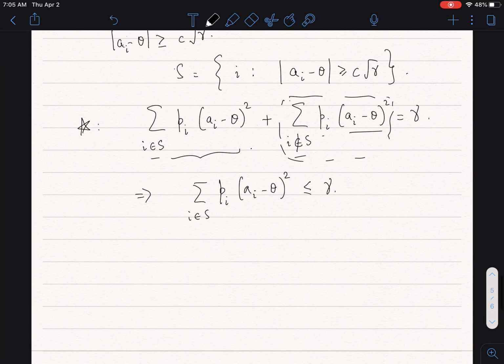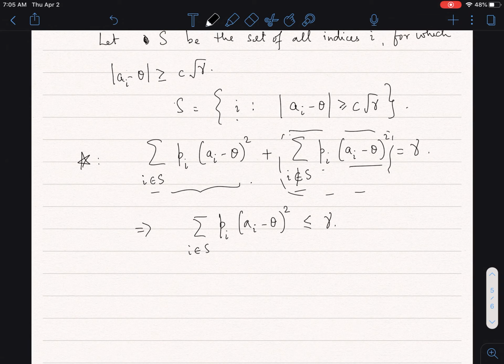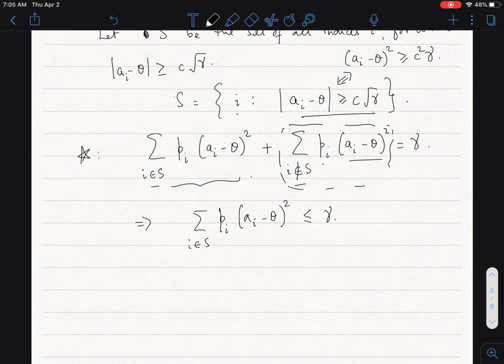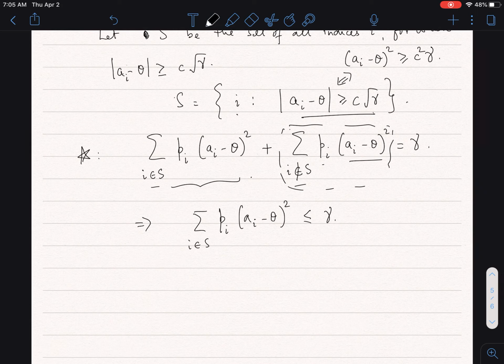But now what is S, right? So S is defined as all indices i for which a_i minus theta is more than c times root gamma. So this, as we saw before, is equivalent to saying that (a_i minus theta) whole squared is bigger than or equal to c squared gamma. Okay, so in particular, the left hand side of this last inequality is bigger than or equal to the sum over i in S of p_i times c squared gamma.